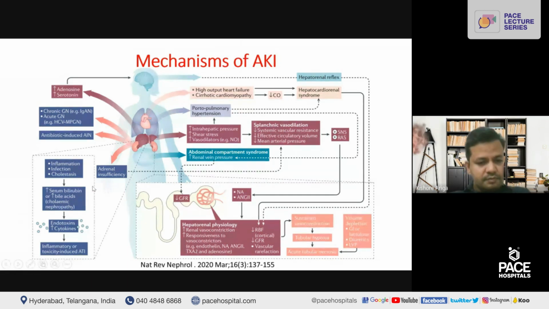And there can be acute tubular injury in these patients because of the inflammation or infection or cholestasis, where there is increased cytokine levels and endotoxins or bile acids. This is called cholemic nephropathy. All these things can lead to toxic AKI.